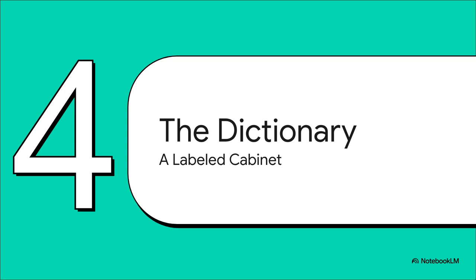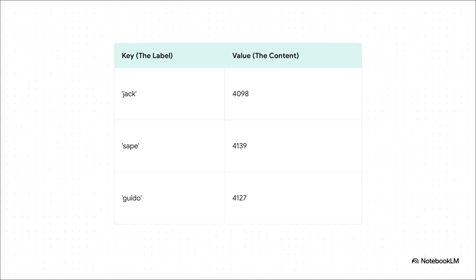All right, time for our final and maybe most powerful tool. Let's look at the dictionary. If the other data structures are like boxes, you can think of the dictionary as a file cabinet where every single piece of information has its own unique label. The core idea here is really simple. Every entry in a dictionary has two parts, a key, which is the unique label, and a value, which is the actual data you want to store.